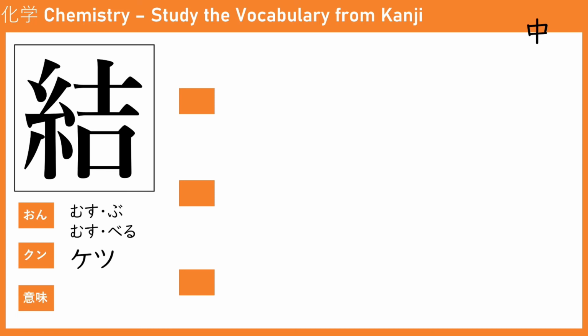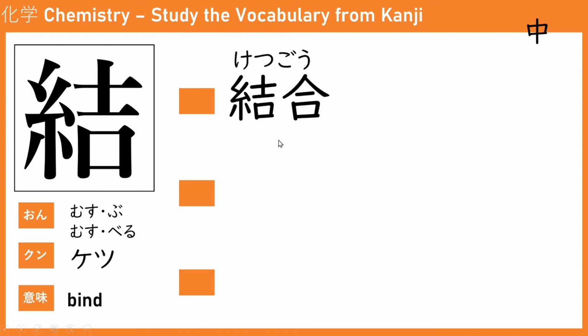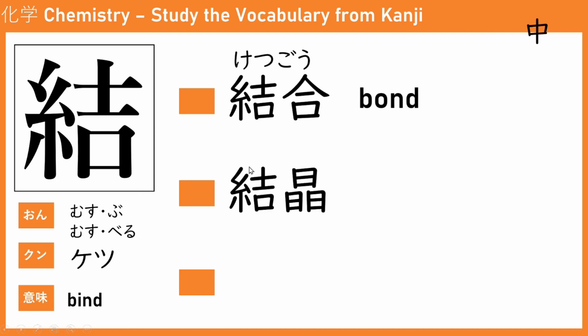The next kanji is ketsu. And the kun-yomi is 結ぶ, 結べる, which means bind. If you bind something tight, for example, with rope like that, this one is 結合. Ketsugō means you bind and you match things. So it means the bond. The next one is ketsu with the kanji for clear, pronounced kesshō. Kesshō means crystal. Things that are clear and bind together. Crystal.